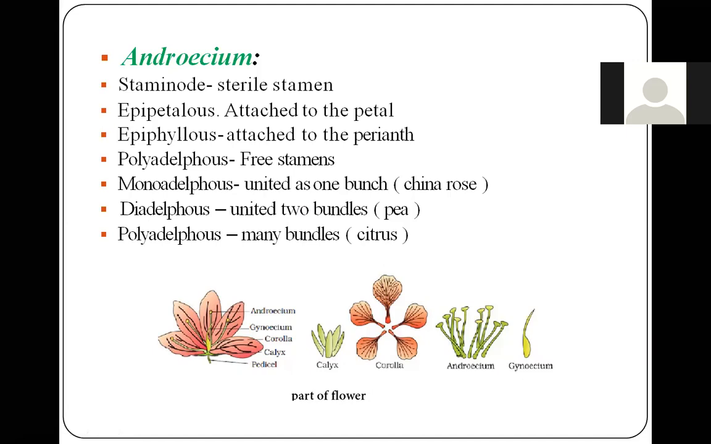Next is diadelphous, that is, united in two bundles. They are united with each other, and di means two. That means the stamens are fused with each other to form bundles, so they are forming two bundles. For this reason they are known as diadelphous. And in polyadelphous, so many bundles are forming. For this reason they are known as polyadelphous.